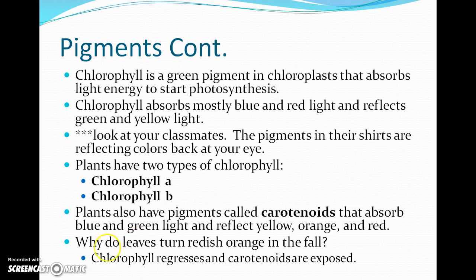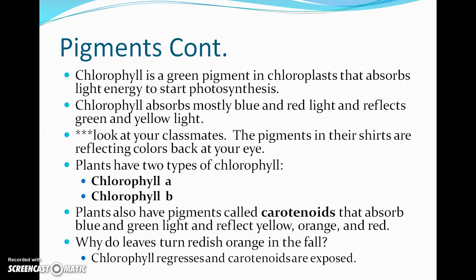Plants have two types of chlorophyll, chlorophyll A and chlorophyll B. Each picks up different wavelengths of light so that the plant can harvest as much light energy as possible. There are other types of pigments called carotenoids. They absorb blue and green light and reflect yellow, orange, and red.